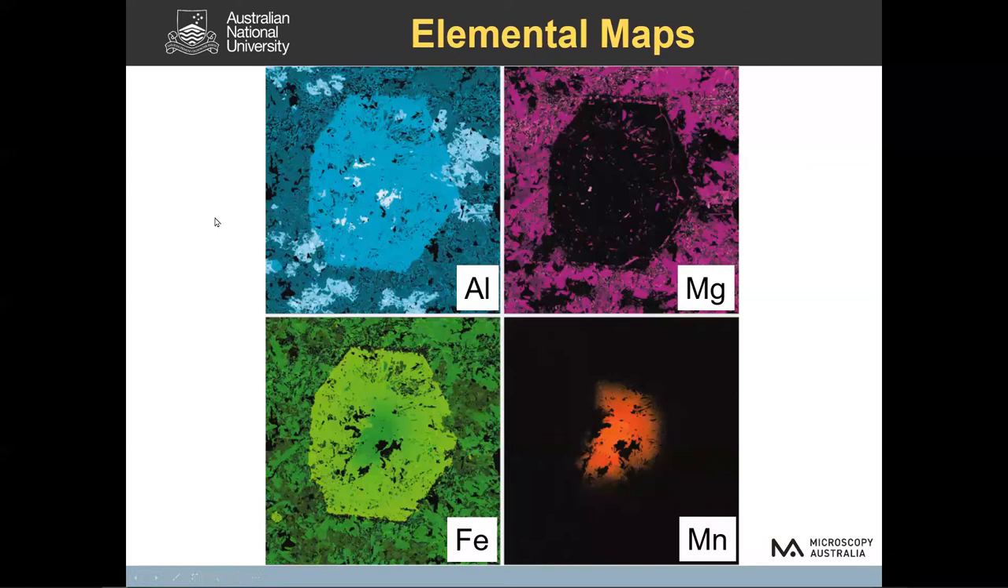Similarly, you might do an X-ray map where you monitor the counts in specific regions of interest on the energy spectrum. So this would monitor the aluminium window, magnesium window, the iron K alpha peak, and manganese K alpha. So this tells you that if you look at this hexagonal grain in here, it has a lot of aluminium, very little magnesium. It's got a bit of iron and a bit of manganese, and you can see the manganese and iron zone. So again, a qualitative assessment of what's going on with your sample.